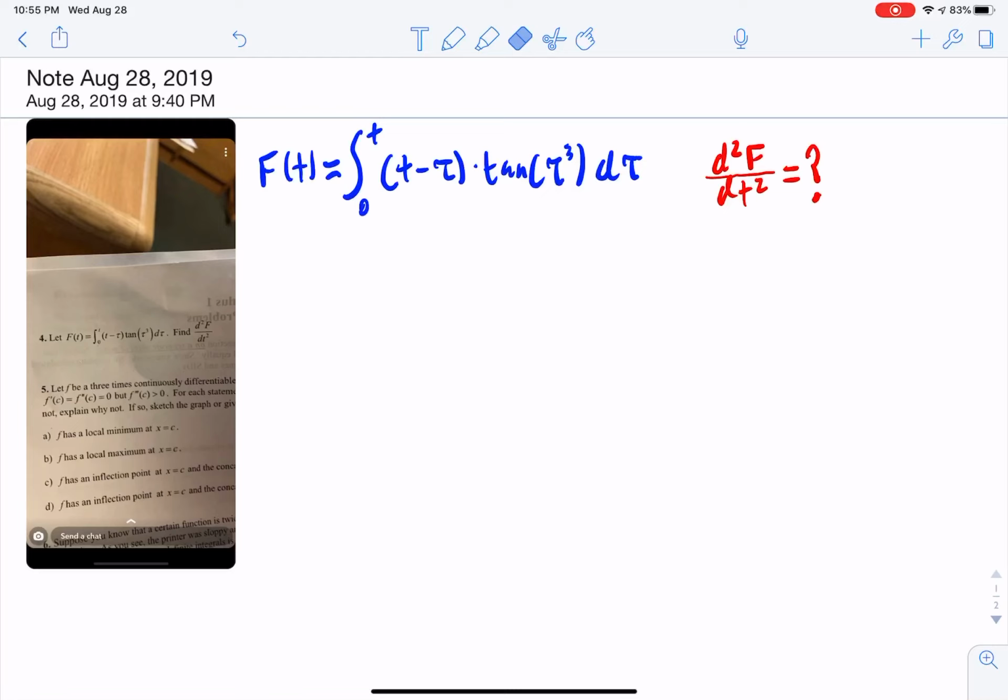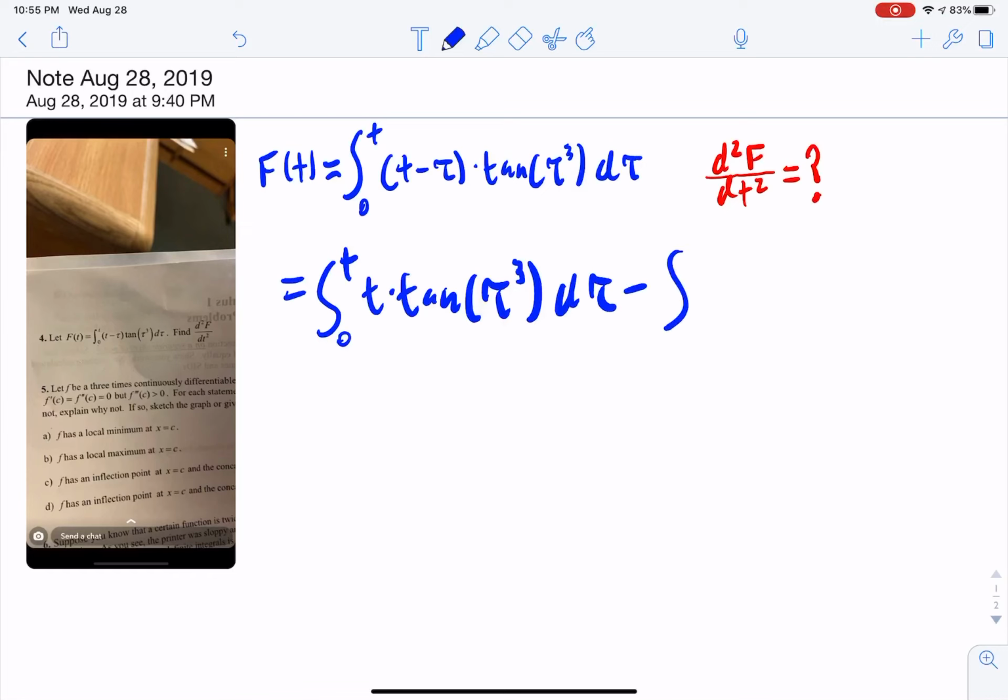So I'm going to start off by writing this function a little bit differently. I'm going to write it as two integrals. So I'm going to write it as the integral from 0 to t of t times the tangent of tau cubed d tau, minus the integral from 0 to t of tau times tan tau cubed d tau.